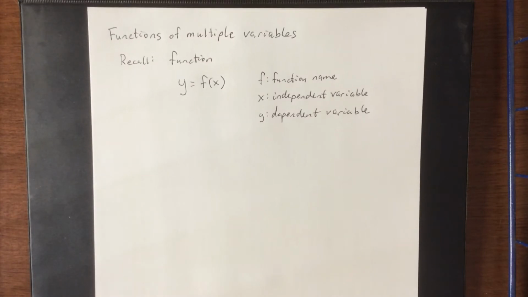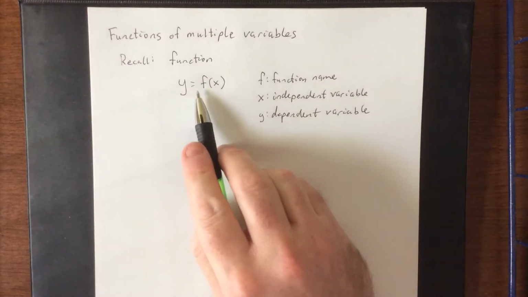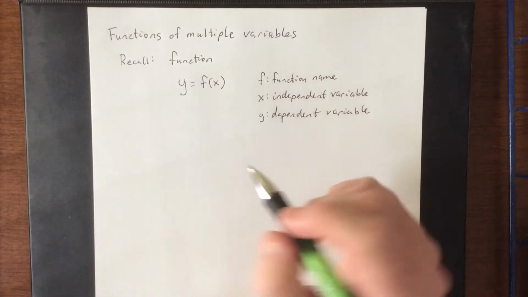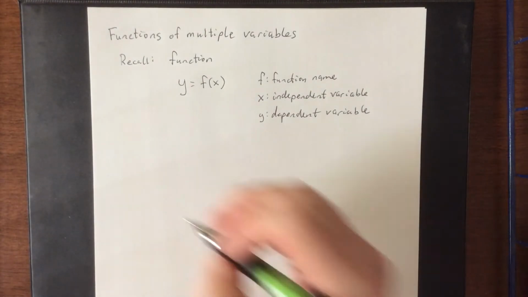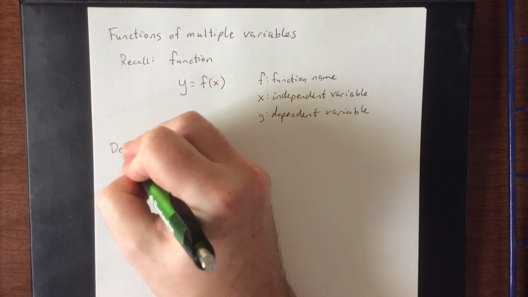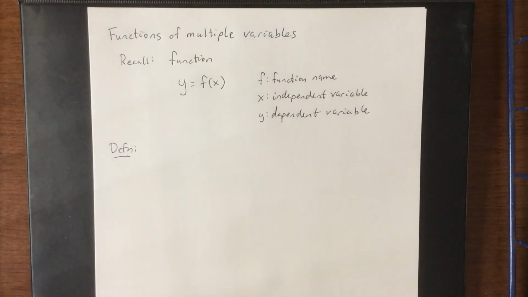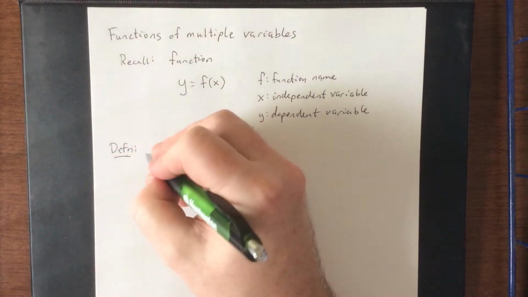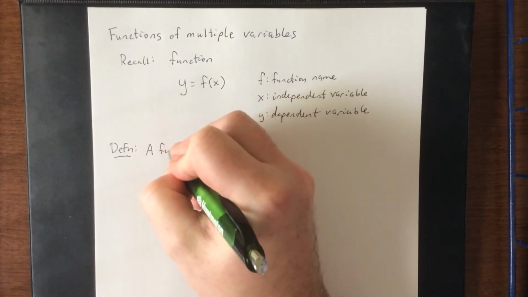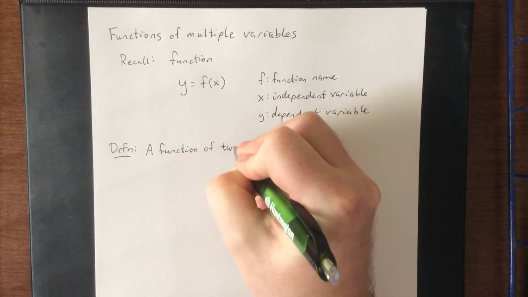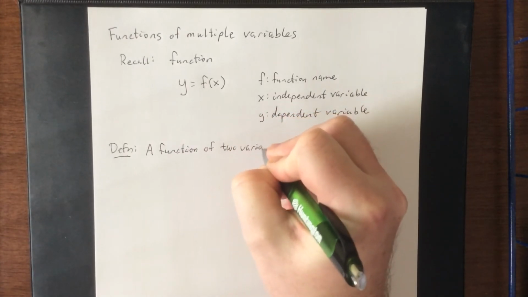Now, more generally, this could be referred to as a function of one variable. When we say f of x, this is a function of x. X being the only variable over there, this would be a function of one variable. Now, the idea is, for a given input, there is only one possible output. So, another definition would be a function of two variables.